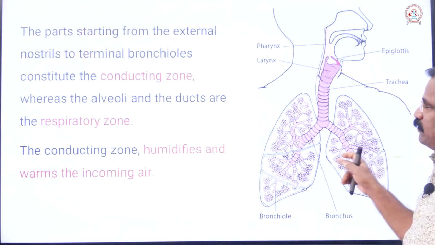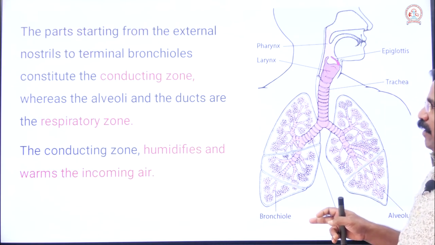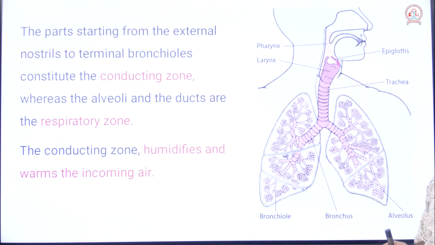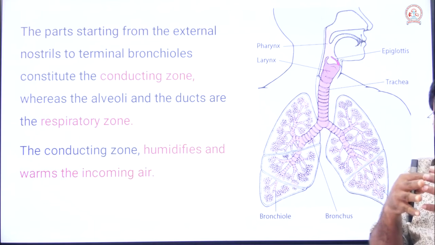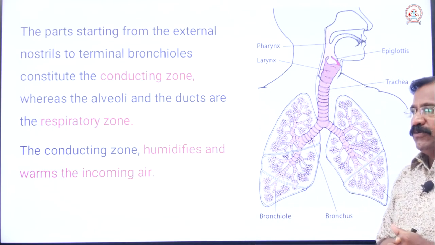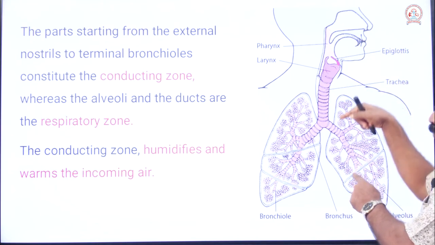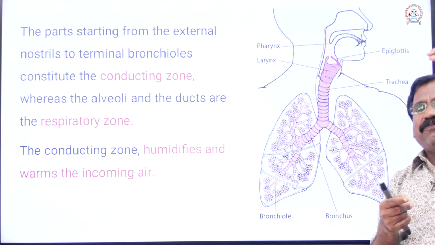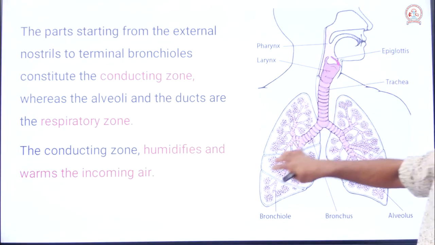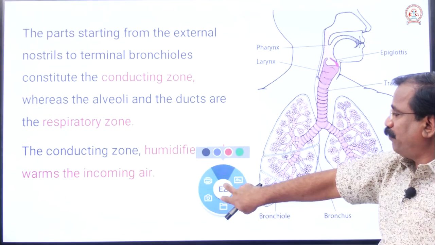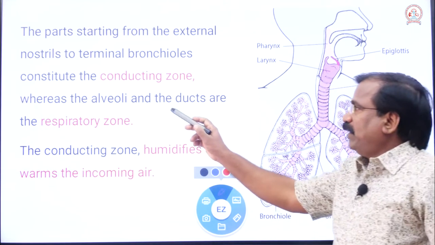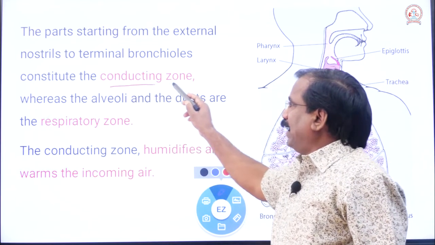The next slide: we know that the respiratory system includes the passage from the nostrils to the alveoli. This respiratory tract, from the external nostrils to the alveoli, can be divided into two zones, namely the conducting zone and the respiratory zone.